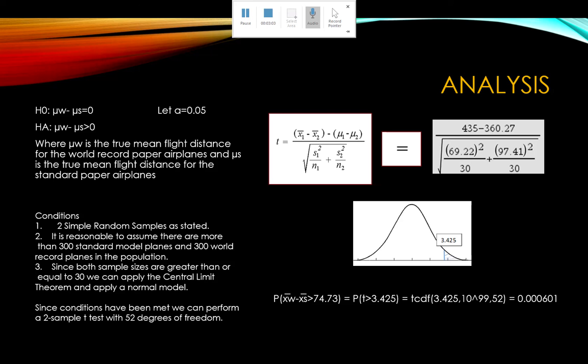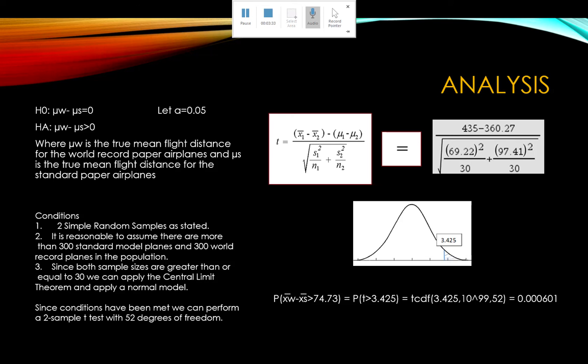As you can see, we met all three of the required conditions for this test. We had two SRSs, for both the world record planes and the standard planes, and we met the 10% condition by assuming that there were more than 300 of each type of plane in the population. And since our sample size for each type of plane was equal to 30, we were able to apply the central limit theorem and approximate these data with a normal model.